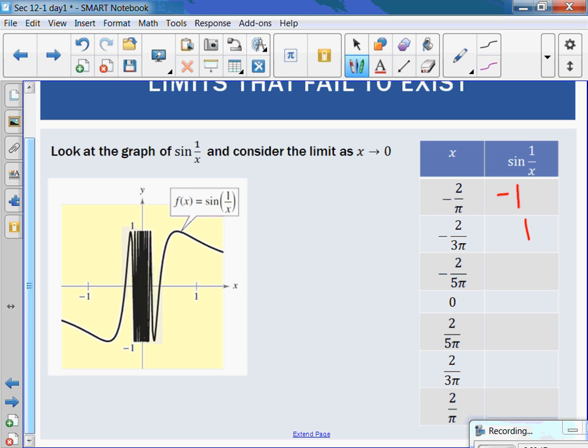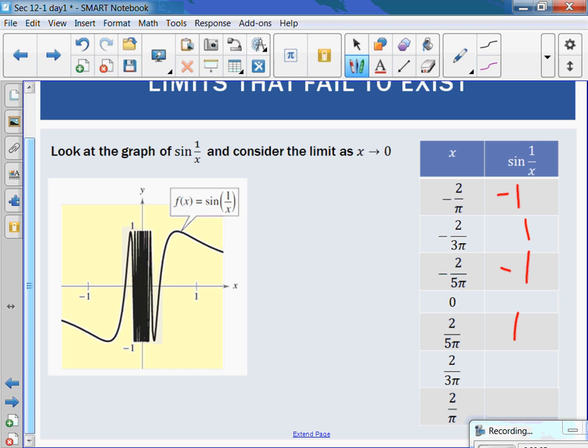So, what about 0? Don't always skip back to 0. We can't use 0, why not? It's over the bottom. Absolutely. Sine of 1 over x, I can't let x equal 0, then I'm dividing by 0. So what about 2 over 5 pi? 2 over 3 pi? And 2 over pi. Right.